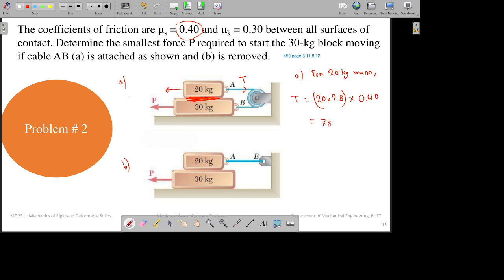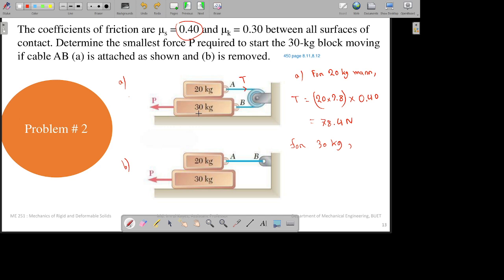It will be 78.4 Newton. So now you know the value of T, the tension force over here. Now for the 30 kg block, this is a very tricky one. You can see this tension force, nothing is mentioned about the friction of the pulley, so we can consider the pulley is frictionless. So this tension force will be the same along the string, as the string is the same over here.